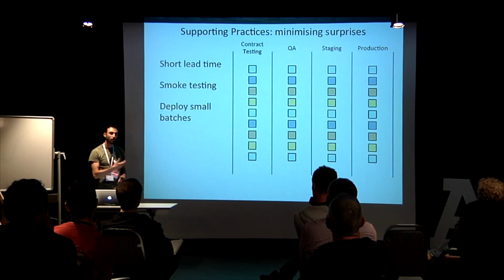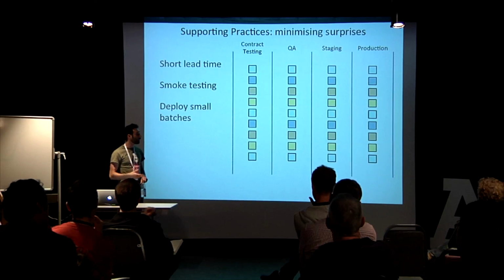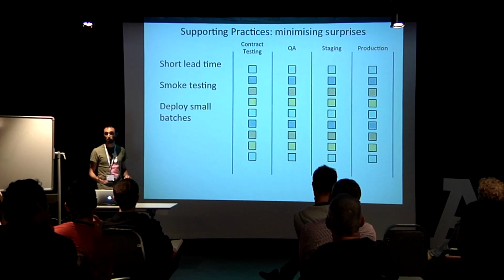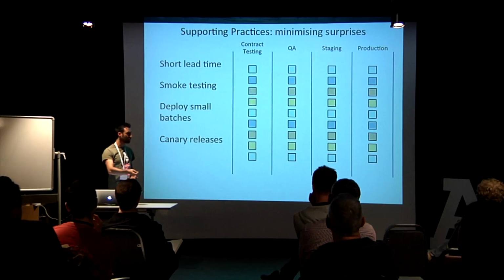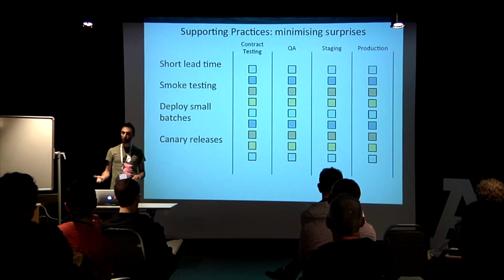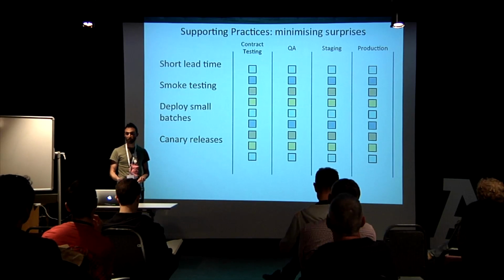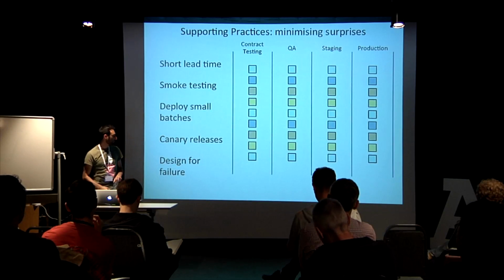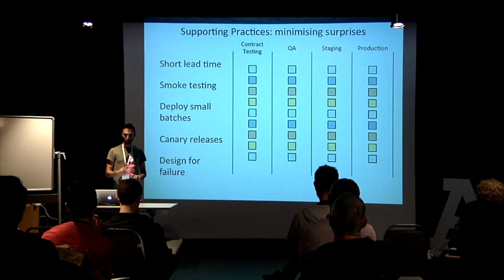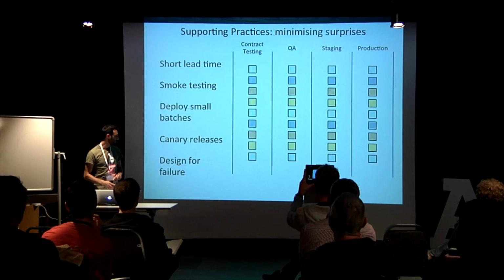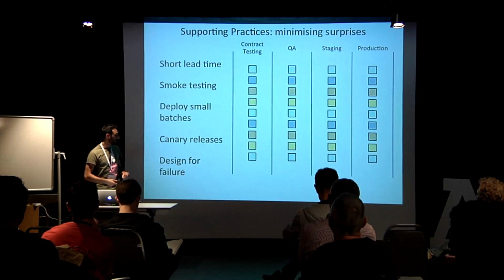Deploying in small batches, for both providers and consumers, means that there are fewer surprises because fewer things have changed between releases. Canary releases, so actually going into production but only exposing yourself to a small amount of the traffic, maybe 1% of the traffic, and checking that the system behaves as expected, means you're minimizing the impact of any failure. And then ultimately, you need to be thinking about designing for failure. Failure will happen, things will break, and ideally your consumers should be able to cope with that gracefully. They should be able to degrade their functionality gracefully and handle unexpected conditions.